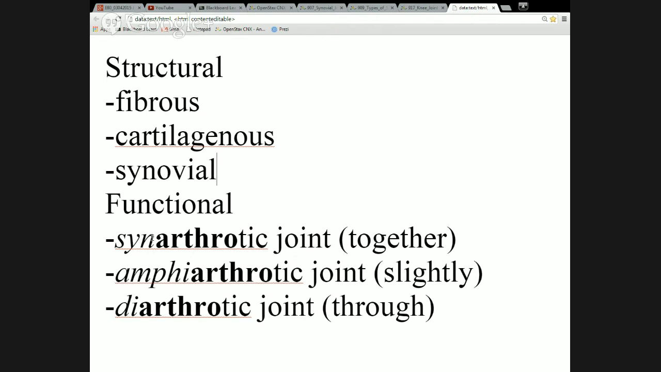Now, there are cartilaginous joints that are actually synarthrotic. They don't move. And probably the best example of that is the joint between the first pair of ribs and the sternum. When you breathe, your rib cage expands, and the first pair of ribs are connected to the manubrium of the sternum, kind of like the knot in this tie.